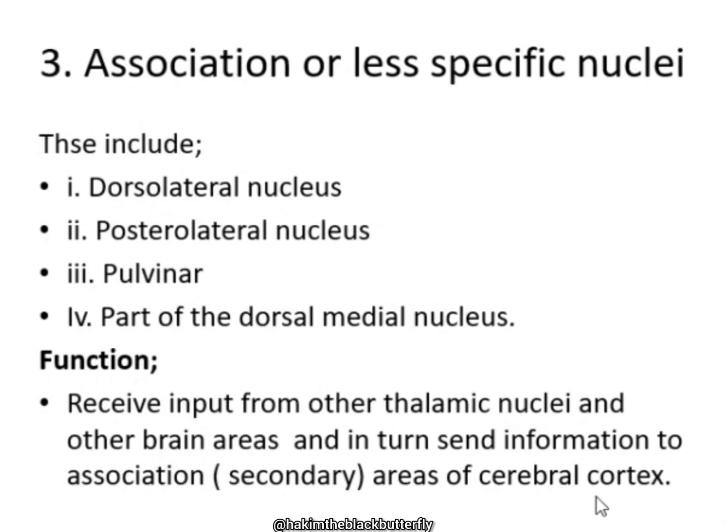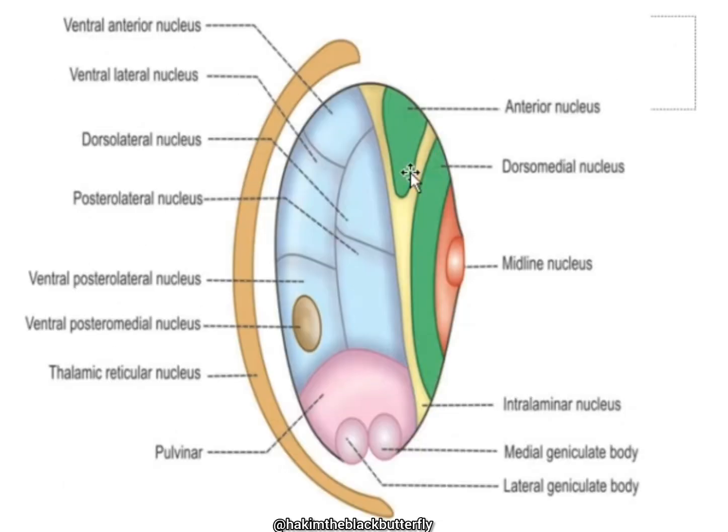So information coming to these association nuclei is going to be transmitted to the association or secondary areas of the cerebral cortex. Go back and look at those secondary areas. We looked at them in the lecture for the cerebrum. What are they? The dorsolateral, you remember the dorsolateral? The posterolateral. These are association nuclei.